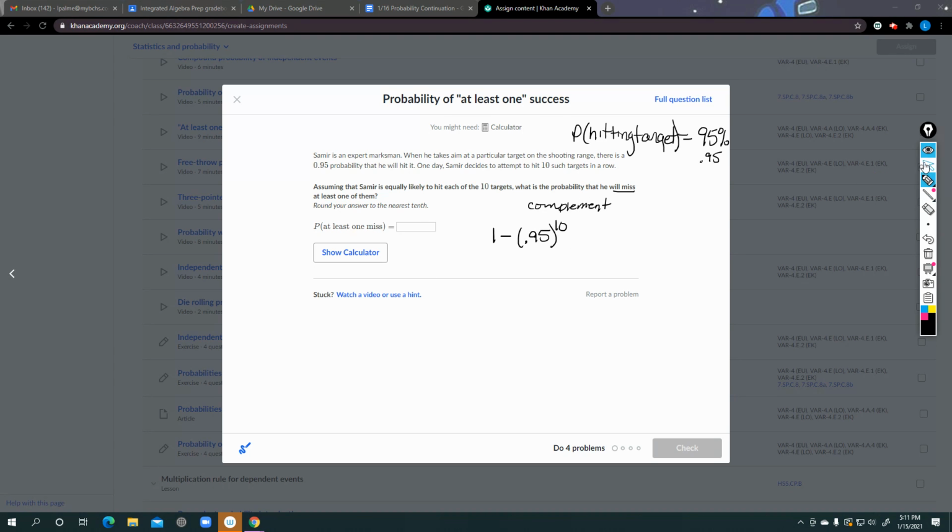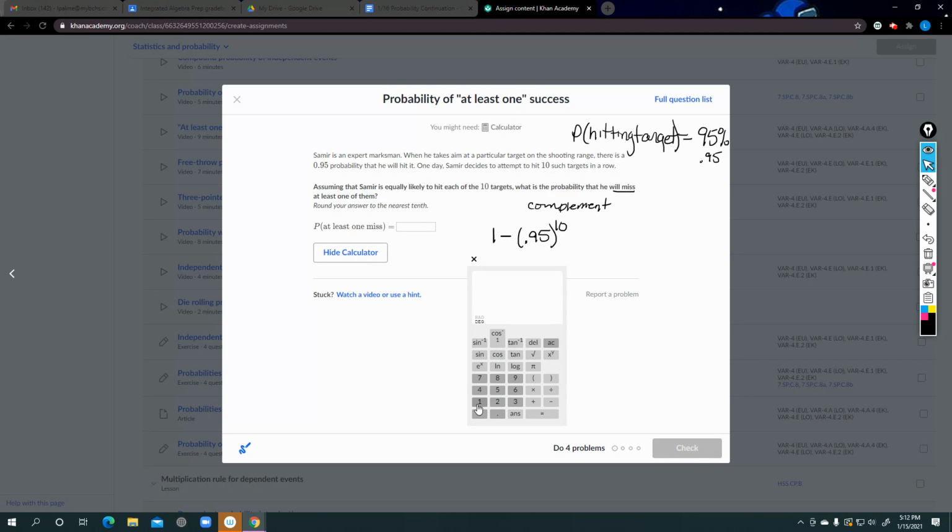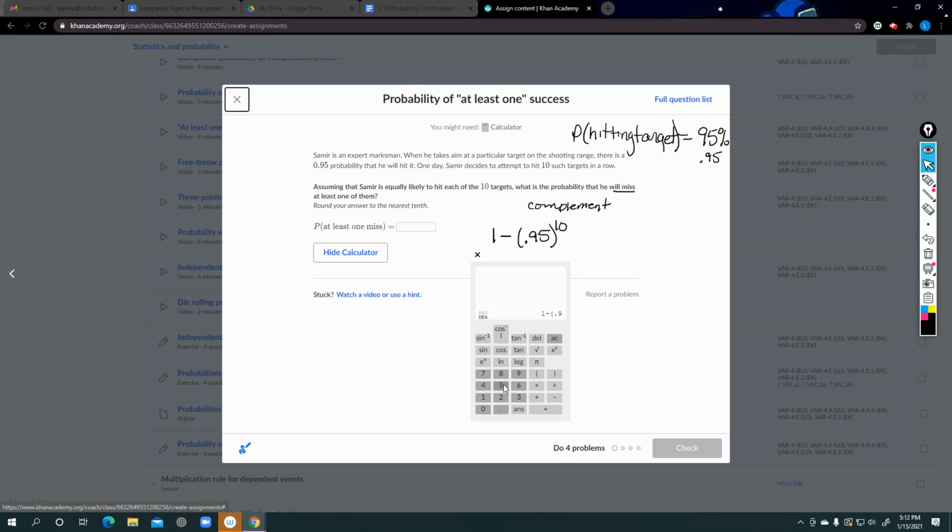So if we go to our calculator, now you can use your phone calculator or use the calculator here that Khan Academy provides you. 1 minus 0.95, close parentheses, and raise that to the 10th power, we get the probability of 0.40 rounded to the nearest 10th would be 0.4. So 0.4 is our answer. That would be the probability of at least one miss.